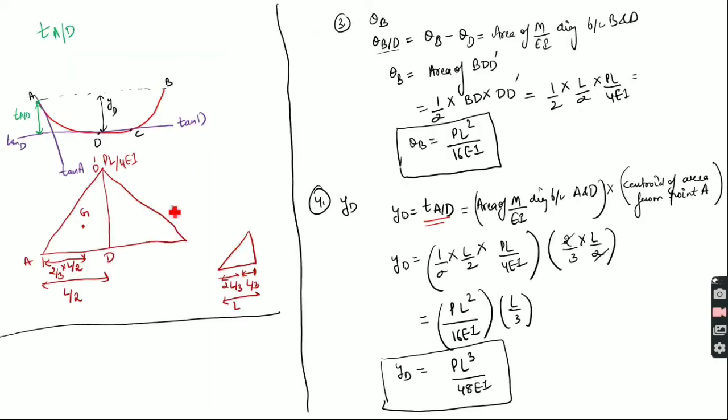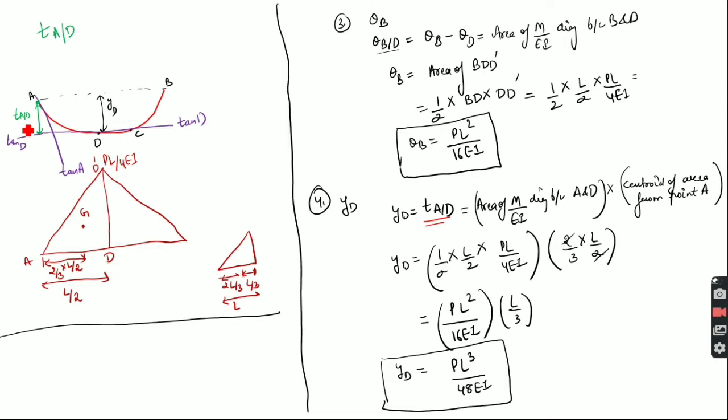Now let us recall the previous question. As in the previous question, when we were determining YD, we had established a relation between YD and TAD, because the moment area method gives us the expression to solve this TAD but not YD directly. So we had established that from geometry and trigonometry it is very clear that this YD will be equal to this TAD, and this TAD can be calculated from the moment area theorem.